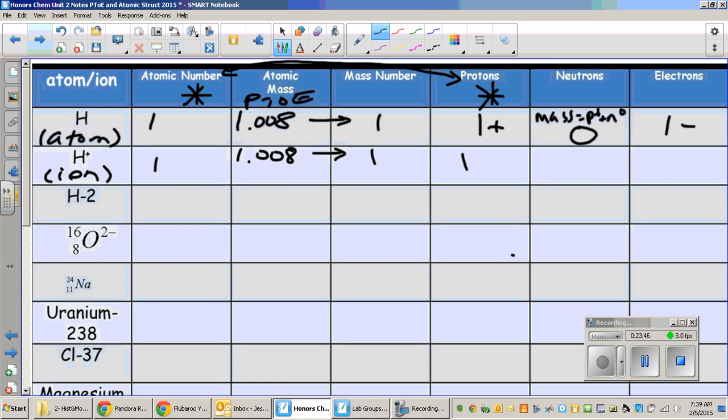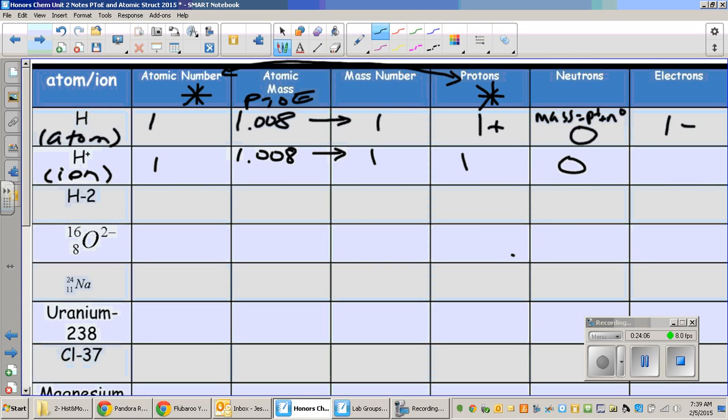All right, so I see this positive charge. Oh, sorry, I haven't done the neutrons yet. The mass has not changed, nor has the number of protons. Therefore, this is still going to be 0 for your neutrons, because 1 is equal to 1 plus blank, so it's got to be 0.